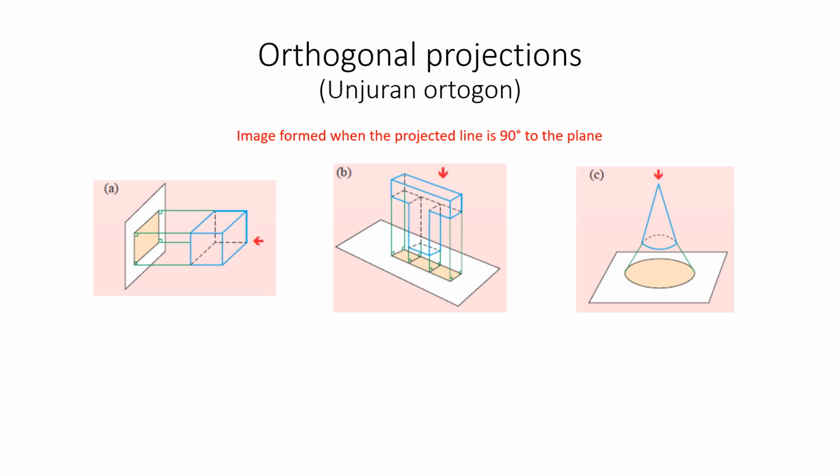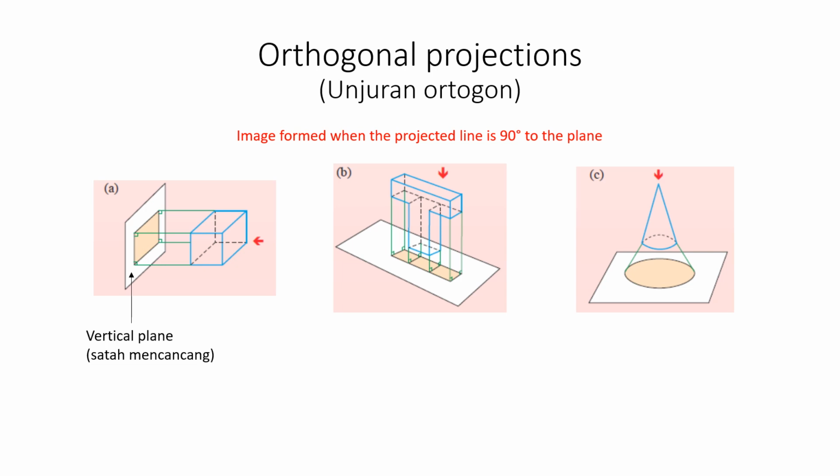Orthogonal projection is an image formed when the projected line from an object is perpendicular to the plane. For example, A is an orthogonal projection on a vertical plane, as viewed from the right side. This is the image formed whereby all the lines projected to the plane are 90 degrees.